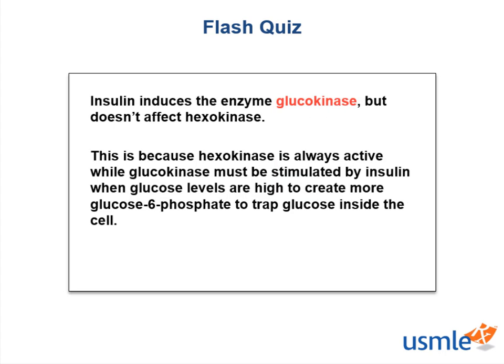Hopefully you remember that insulin induces the enzyme glucokinase, but doesn't affect hexokinase. This is because hexokinase is always active, while glucokinase must be stimulated by insulin when glucose levels are high in order to create more glucose 6-phosphate to trap glucose inside the cell.